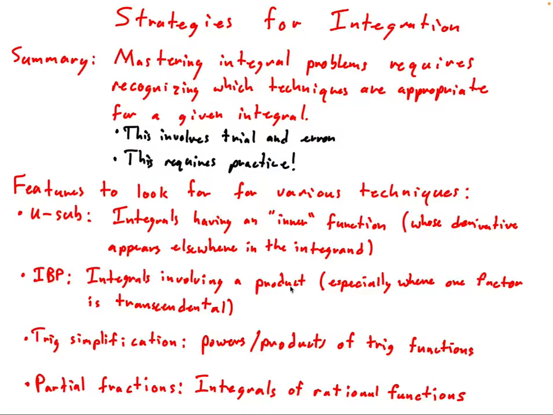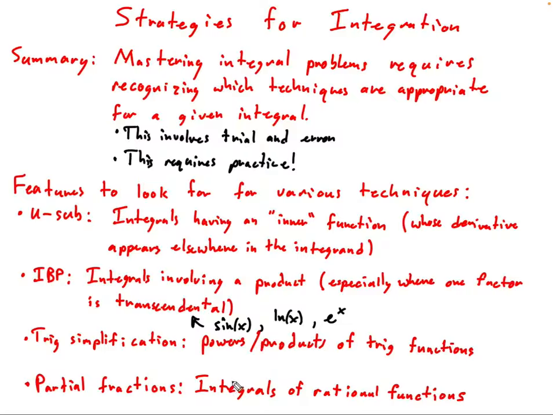If your integral has a product, especially when one of the factors is a transcendental function, something like sine or other trig functions or a log function or perhaps e to the x, then integration by parts is often going to be a helpful technique. If your integral has powers or products of trig functions, a lot of times trig simplification is the appropriate technique. You want to do a trig identity, simplify the integral, and go from there.